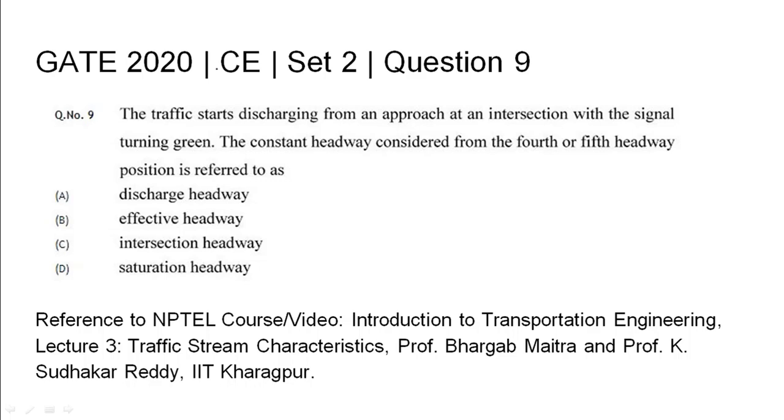GATE 2020 Civil Engineering Set 2 Question 9. The traffic starts discharging from an approach at an intersection with the signal turning green. The constant headway considered from the fourth or fifth headway position is referred to as. Four options are given: discharge headway, effective headway, intersection headway, and saturation headway. The relevant NPTEL reference has been cited.